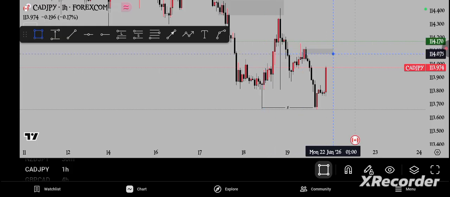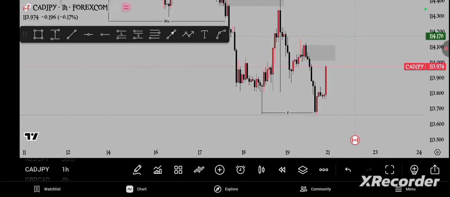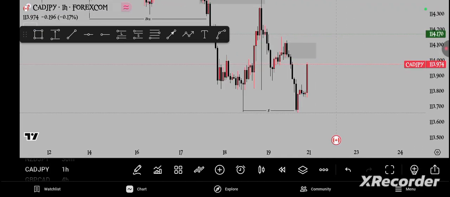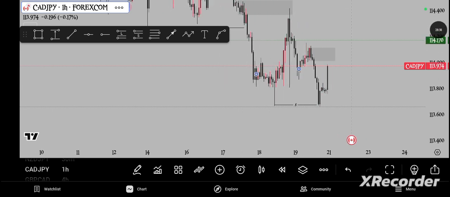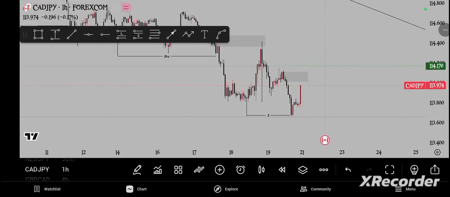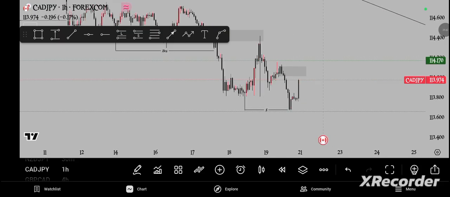Let's see. Watching out for this candle before the close, this momentum is too strong. It's too strong. If this supply did not hold, then there is no trade on this. There is no trade on this.